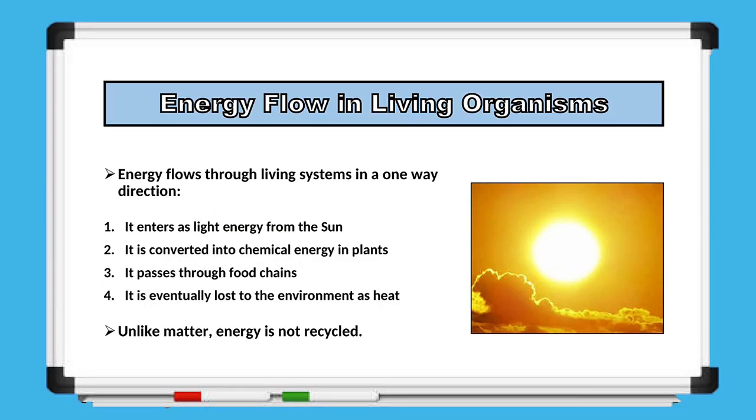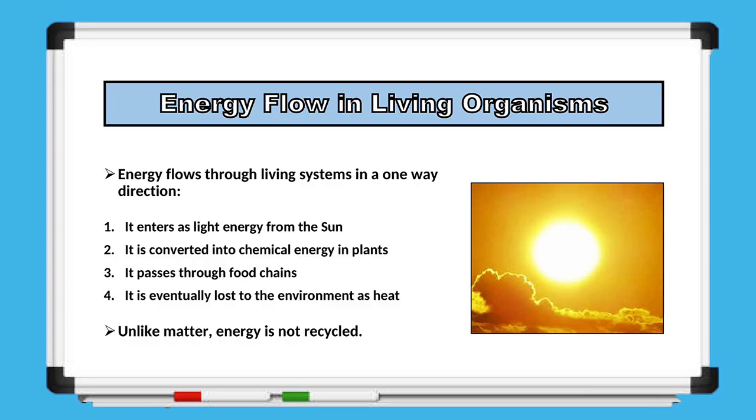Energy moves through living systems in a one-way flow. It enters ecosystems as light energy from the sun, is converted into chemical energy by plants during photosynthesis, and then passes through food chains as organisms feed on one another. Eventually, much of this energy is released into the environment as heat. Unlike matter, which can be recycled through natural cycles, energy is not recycled and must be constantly supplied by the sun.